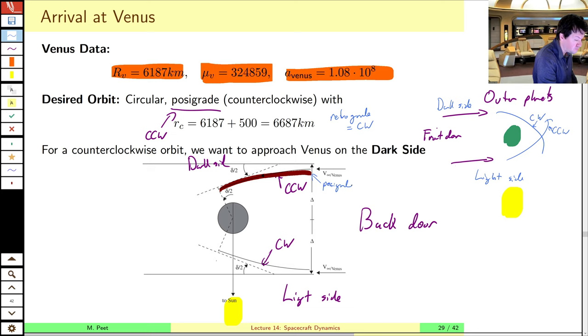Anyway, what else? So we also want a circular orbit. We want a periapse, our point of closest approach. We want that to be 6678, or 6687, sorry. How do we make sure that our point of closest approach is 6687? That's the next question.